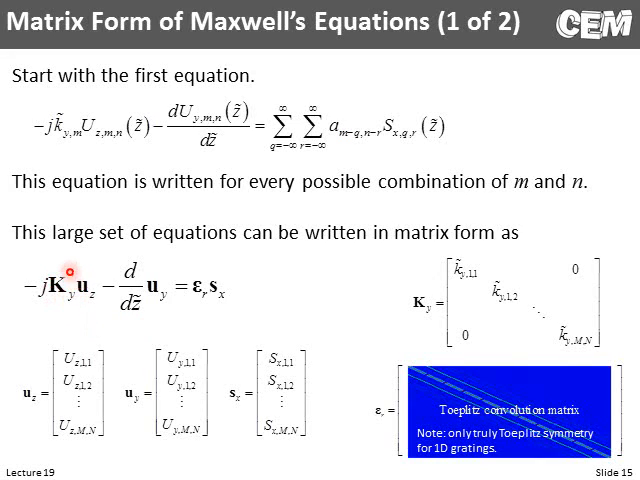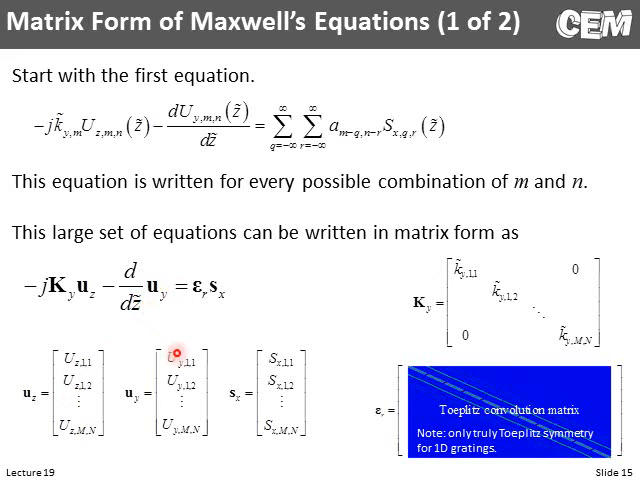The first one is our ordinary K matrix. So in this case, K sub y, we have all the K sub y components for all the spatial harmonics running down the diagonal. Everything in the off diagonals is 0. So this really is a diagonal matrix and is a very sparse matrix. This bold U sub z is a column vector containing all the z components of the magnetic field for each one of our spatial harmonics.